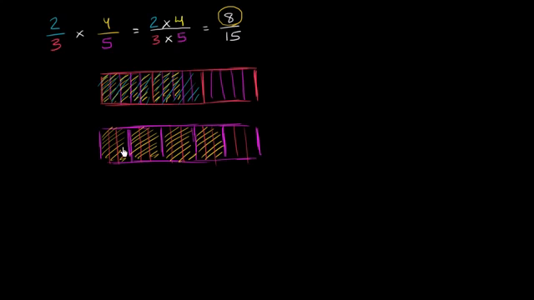We have 1, 2, 3, 4, 5, 6, 7, 8, 9, 10, 11, 12. So if you have 12 of something and you want to take 2/3 of that, you're going to be taking 8 of it. So you're going to be taking 1, 2, 3, 4, 5, 6, 7, 8, or 8 of the 15ths now. So either way, you get to the same result. One way, you're thinking of taking 4/5 of 2/3. Another way you could think of it is you're taking 2/3 of 4/5.